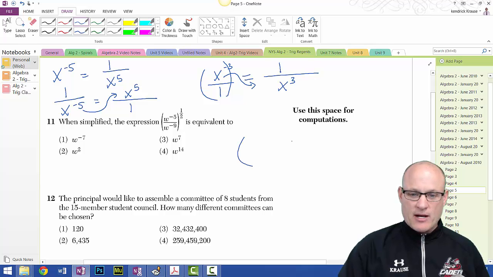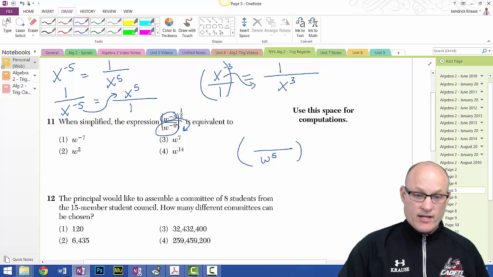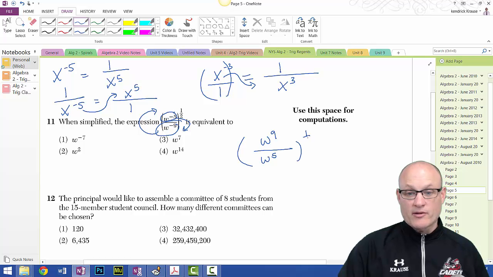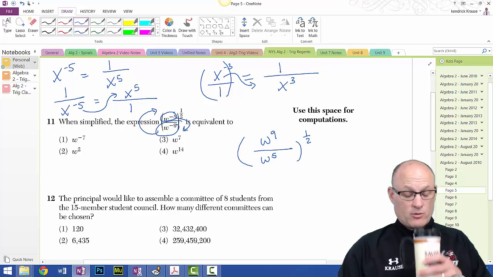So if I look at this problem right here, I've got w to the -5 here. That's going to come down to the bottom, w to the positive 5. And this w to the -9 goes up, making it w to the 9. We're going to talk about this 1/2 in a second, because everybody forgets about the 1/2.